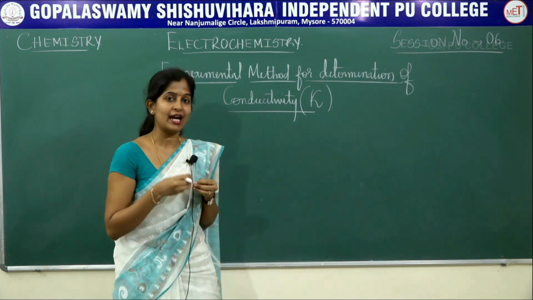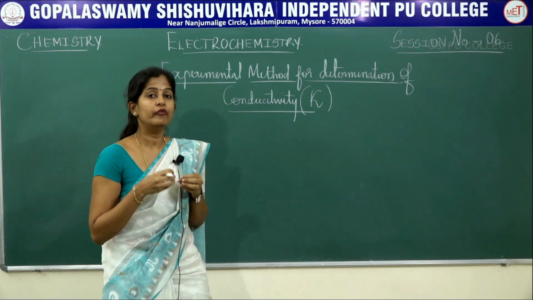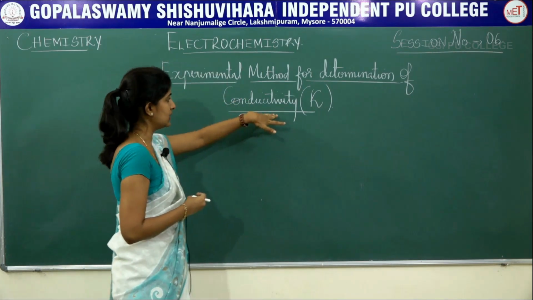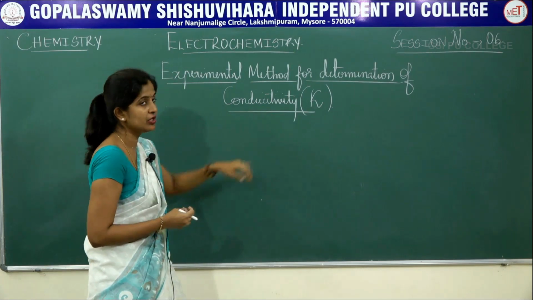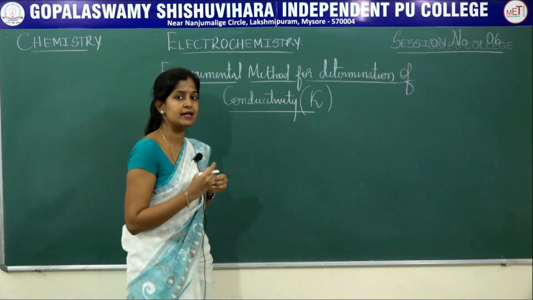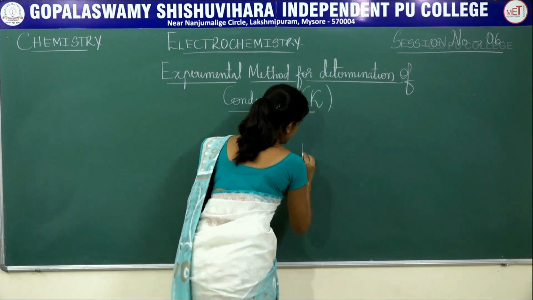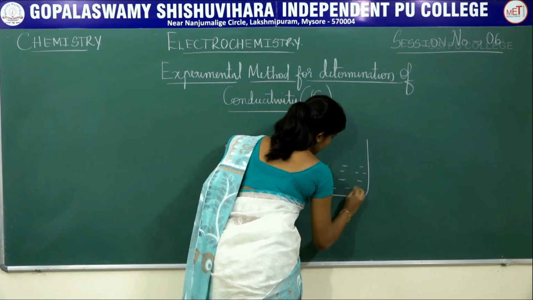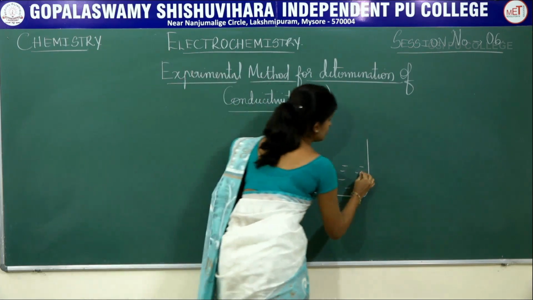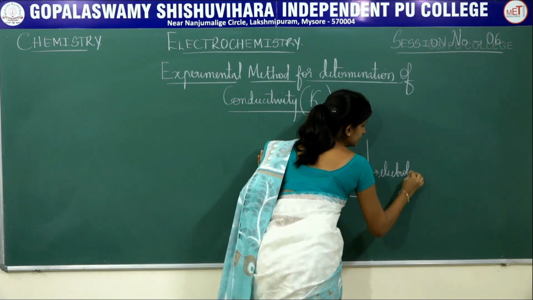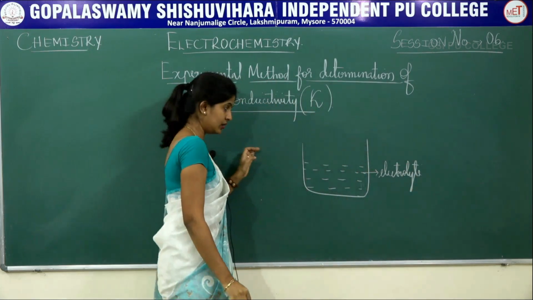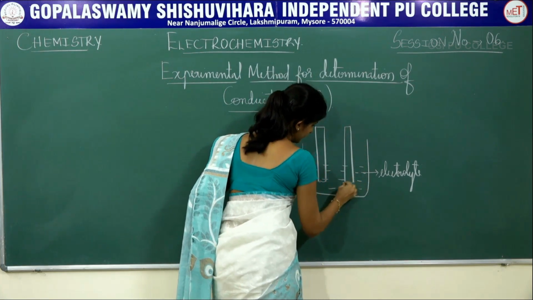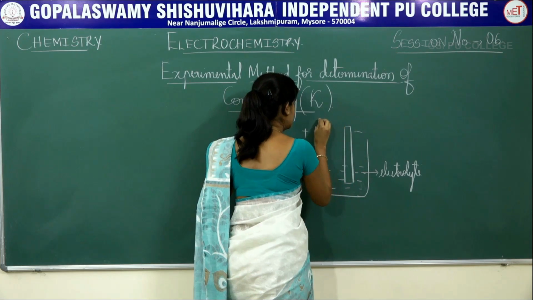So for an electrolytic conductor, as discussed in the previous session, we require a cell called a conductivity cell. For determining kappa, the conductivity of an electrolytic solution, you require a special apparatus called a conductivity cell. So this is your conductivity cell. It has your electrolyte whose conductivity has to be determined. There are two electrodes dipped in, a positive and a negative electrode.